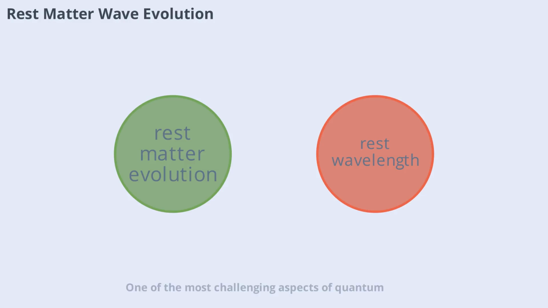One of the most challenging aspects of quantum theory is describing the evolution of rest matter. Previous equations struggled to account for particles at rest, but new formulations now include rest wavelength and rest charge. By substituting these values, the equations reveal that even particles at rest exhibit wave behavior with time-dependent oscillations. This insight deepens our understanding of quantum states and the nature of matter.